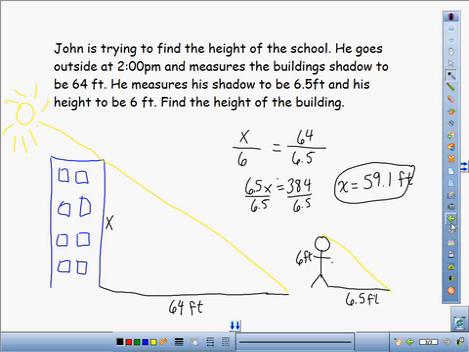And so this is how we write proportions and how we use proportions to help us solve distances. And hopefully, if you have any questions, you can ask me tomorrow.